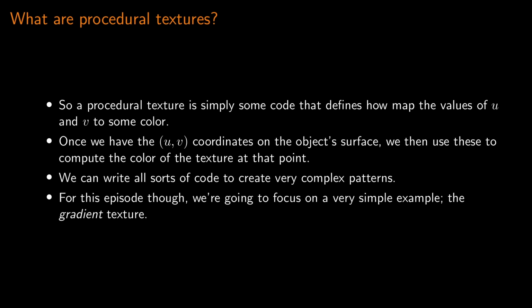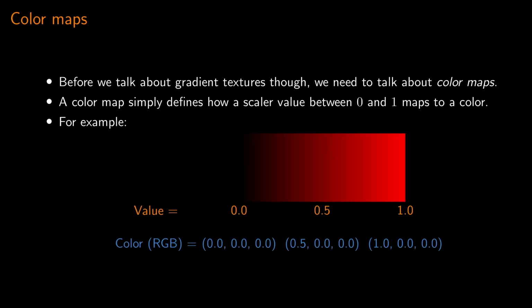Okay, so a procedural texture is simply some code that defines how we map the values of U and V to some particular color. Once we have the UV coordinates on the object surface, we then use these to compute the color of the texture at that point. Now we can write all sorts of code to create very complex patterns like wood and marble, clouds, whatever we might want. For this episode though, we're going to focus on the very simple example, the gradient texture.